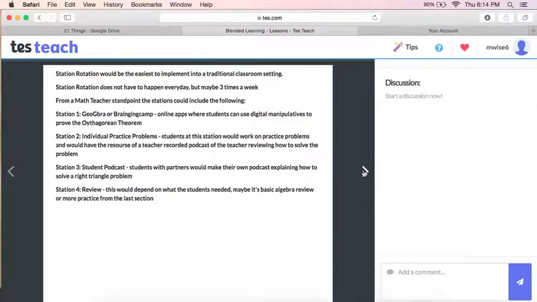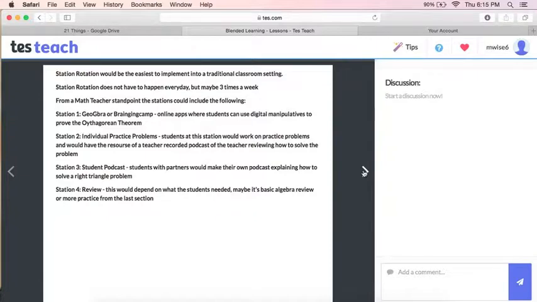So I'm a math teacher, and I'm going to look at this from a math teacher standpoint, because sometimes math is one of the hardest things to figure out how to incorporate this technology into. So for a math teacher, Station 1 could be either GeoGebra or Braining Camp. If you haven't heard of these, they're online apps where students can use digital manipulatives to prove the Pythagorean theorem, or any kind of angle theorem. These 2 apps allow students to use manipulatives and prove them themselves.